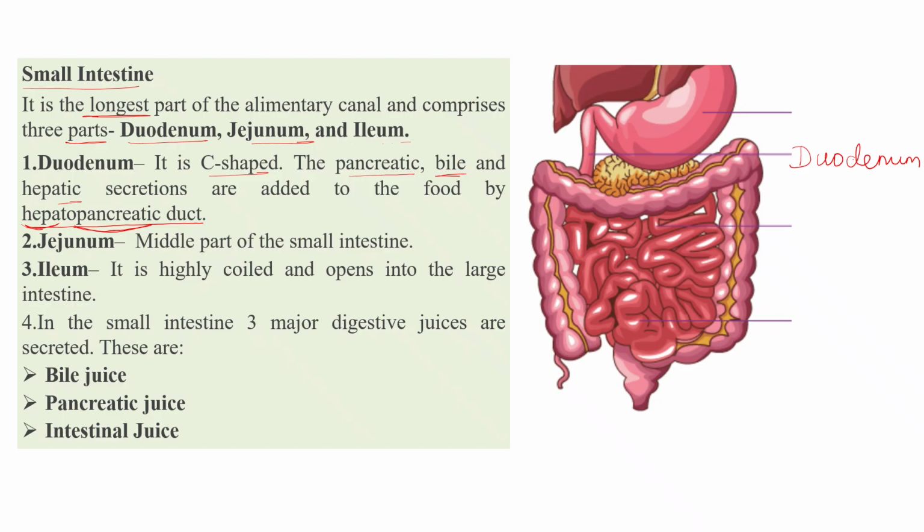Now jejunum. The jejunum is the middle part of the small intestine, and next comes the ileum. The ileum is highly coiled and opens into the large intestine. So this is the jejunum and this is the ileum. And in the small intestine, three major digestive juices are secreted: bile juice, pancreatic juice and intestinal juice.